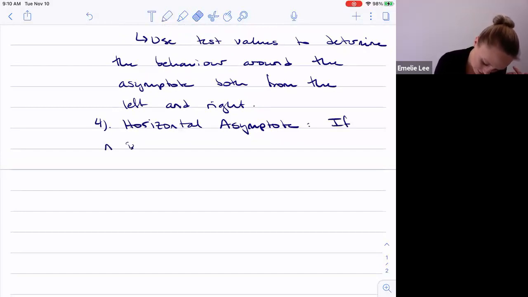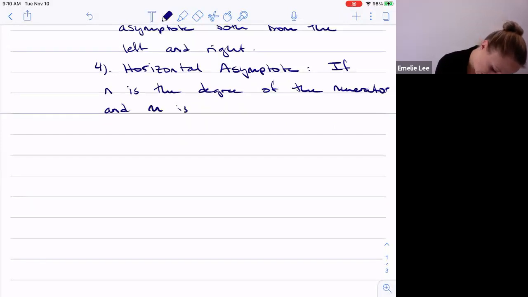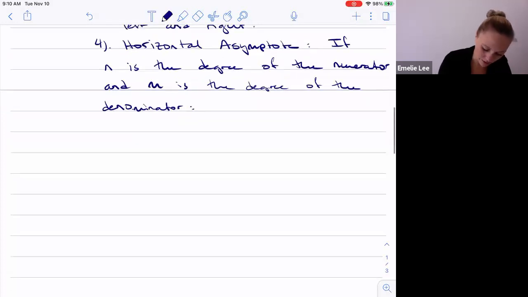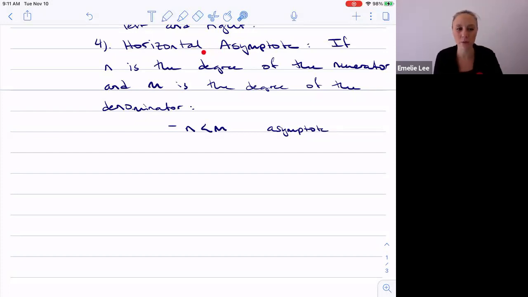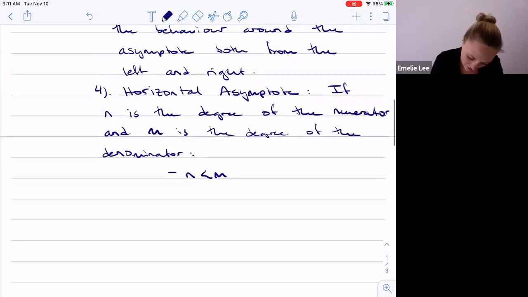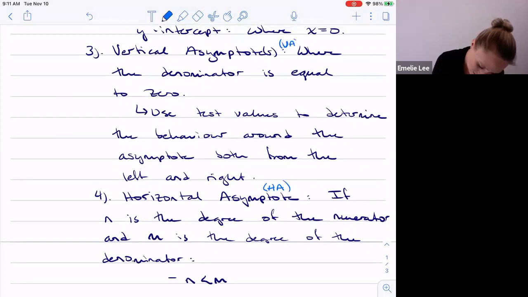If n is the degree of the numerator and m is the degree of the denominator, right? The first one here, I'll actually use just little dashes here. If n is, and what did we say, less than m, there's an asymptote. Actually, I'll just use HA for horizontal asymptote. It'll be a little bit cleaner. I'll just establish that here. Horizontal asymptote, and then of course we use VA for vertical asymptotes.